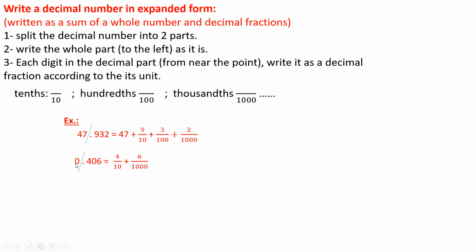0.406. 0 is the whole part. No need to write 0 plus. So I directly start with 4 over 10 since it is in the tenth. No need to write 0 over 100 since it is 0. So I write directly 6 over 1000. This form, we call it expanded form.